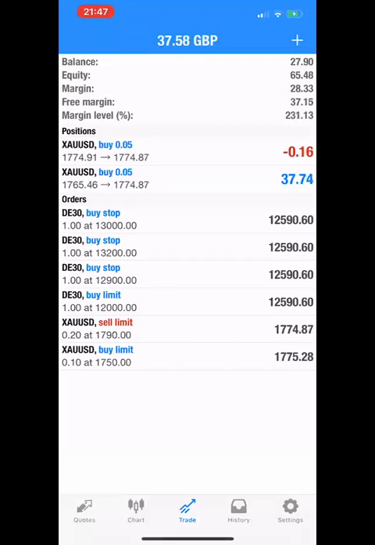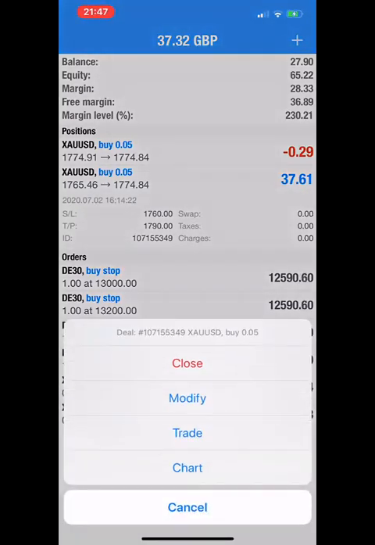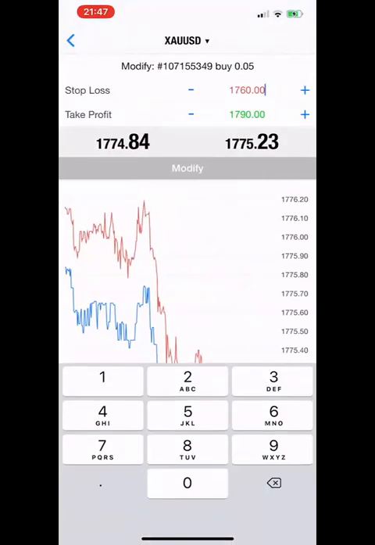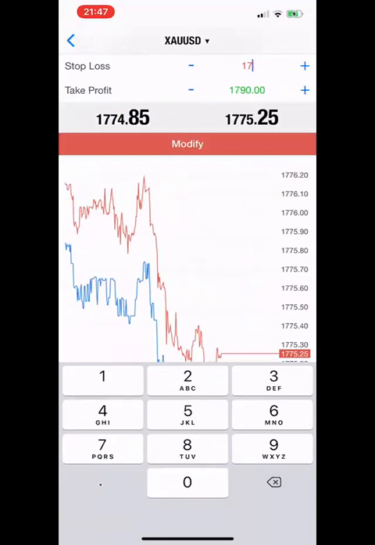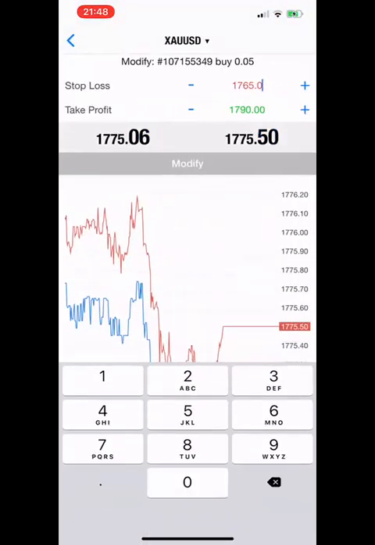I click on the trade. The first number underneath the currency pair shows where you entered the trade. The numbers where the arrow is pointing show you where the trade currently is. So I'm going to click on my trade, click modify, delete my old stop loss, and put my stop loss where I first entered the trade. 65.46, right? Let me do 65.50.